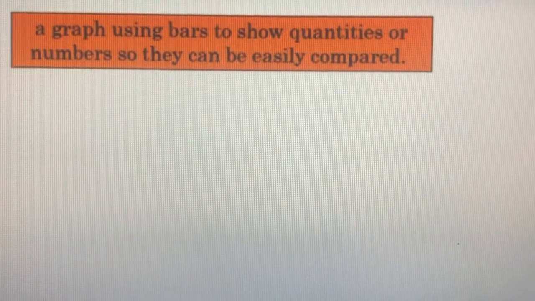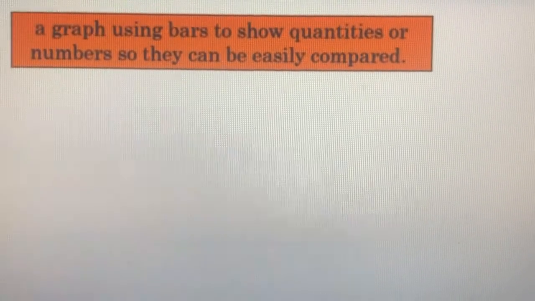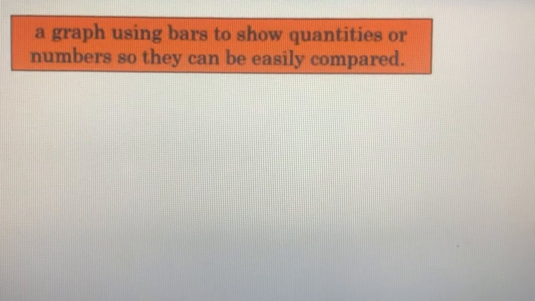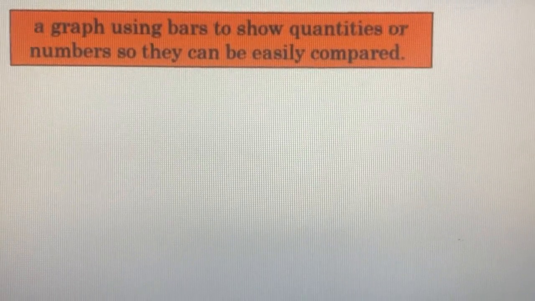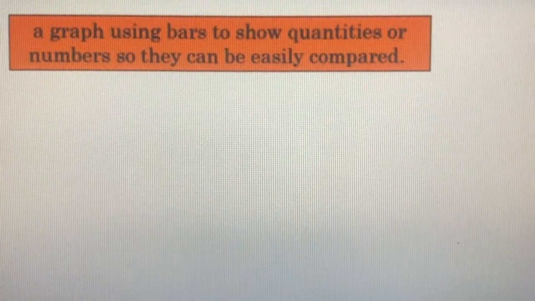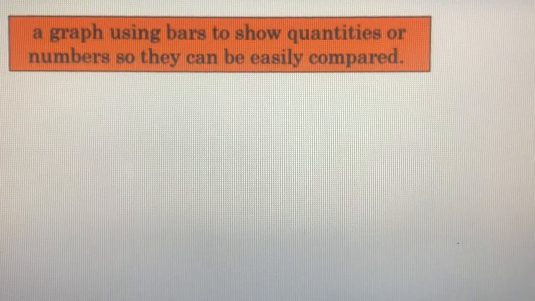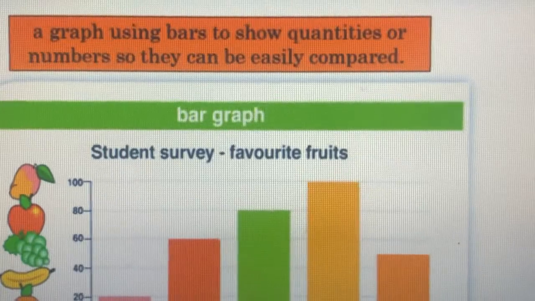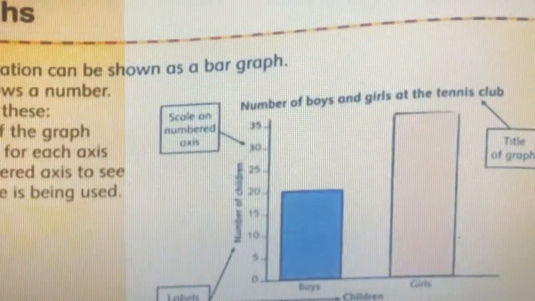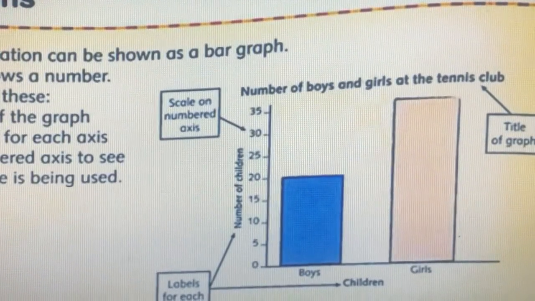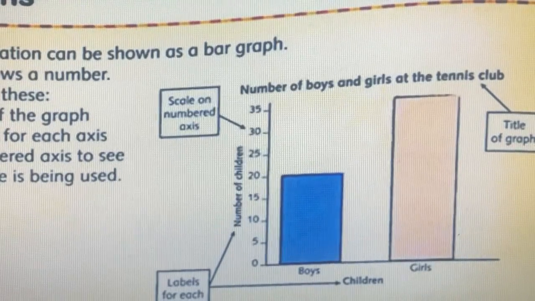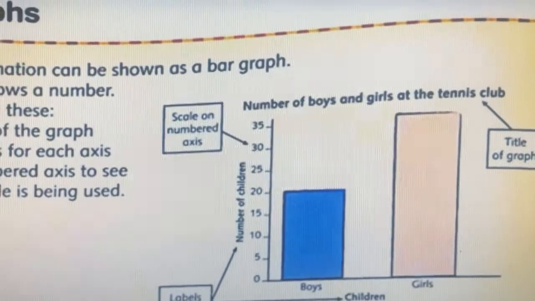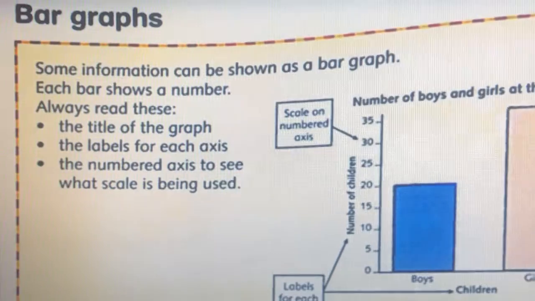A graph using bars to show quantity or number so they can be easily compared, and it comes in the shape of bars. It shows different pictures that help us and grab our attention so we can compare easily. Let's open our book page 98, and by looking at the top of it we will see this part that tells us exactly what we mean by graph.